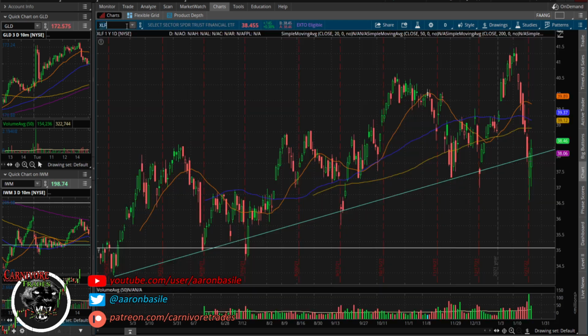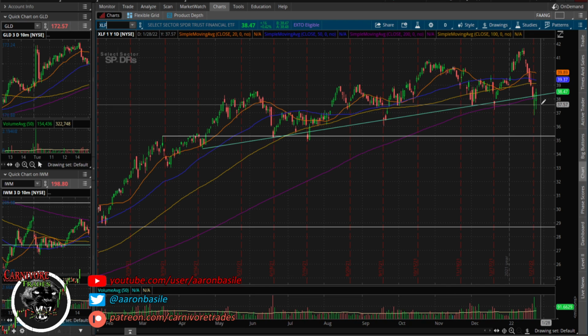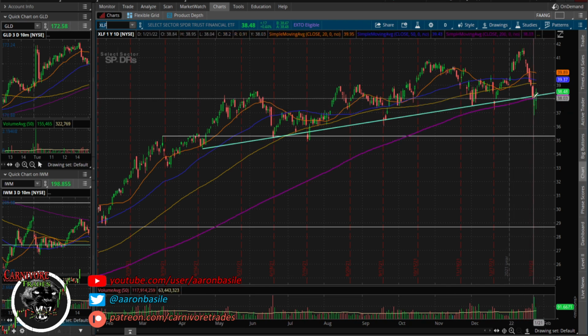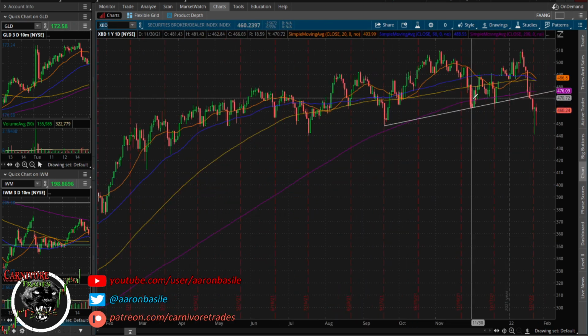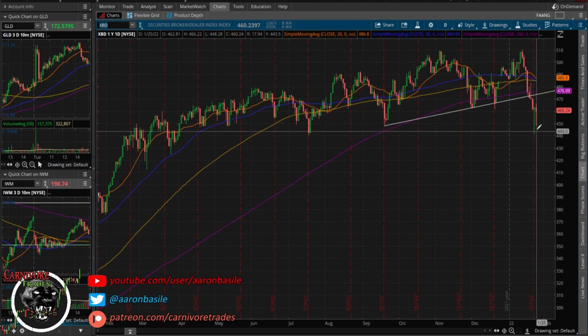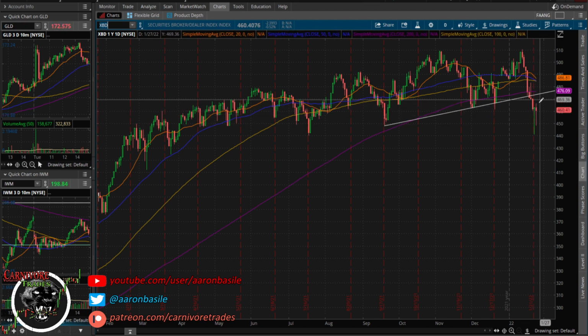XLF showing some strength today. So green on the day, starting to reclaim that 200 MA, reclaiming that little trend line that we've been following. So nice move there for XLF. Broker dealers also with another tail candle. So this is telling you that there's some support down here. When you come back down here and you have a tail candle like this, and you have another one the next day with a higher low, that's telling you there's buyers down there and there is support.